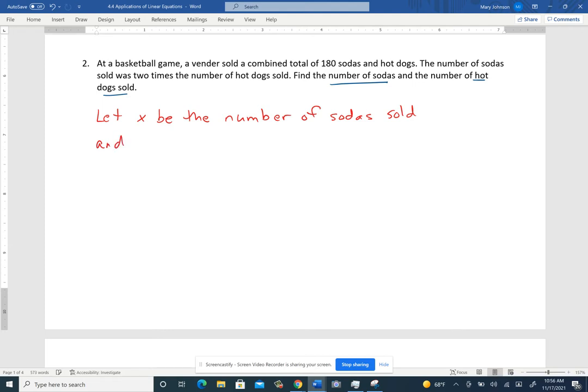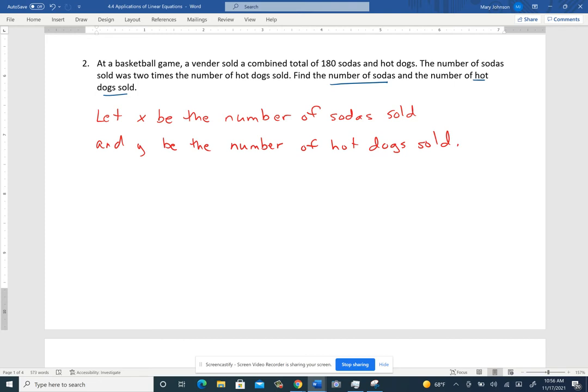And y be the number of hot dogs sold. Okay, so pretty much I look for what the question is at the end to determine what I should let the variables be.